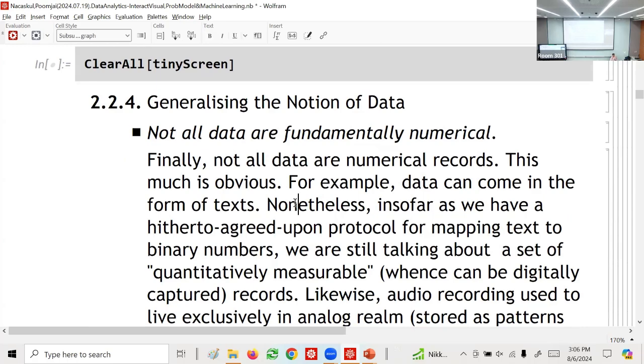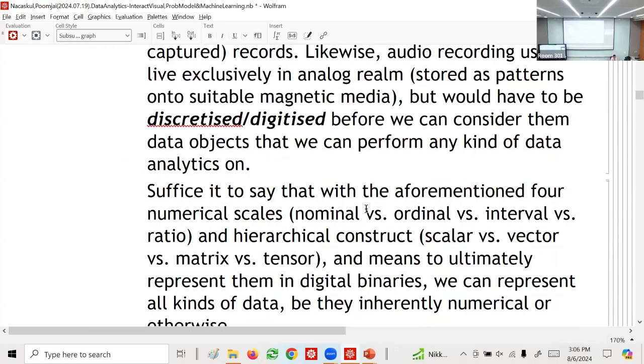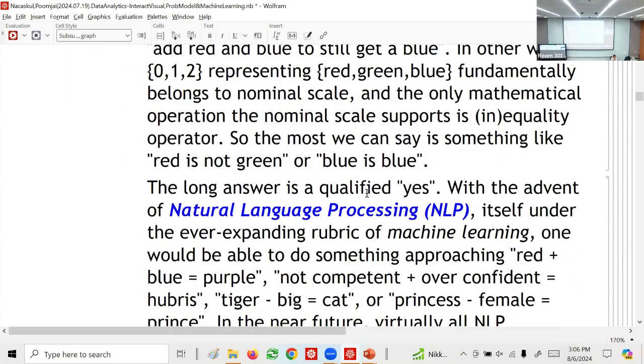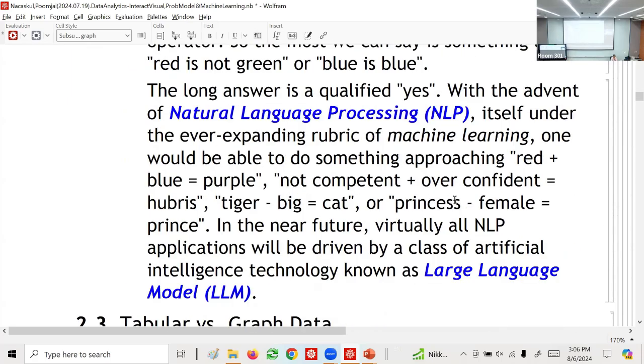So let's generalize the notion of data. Not all data, and this is when we talk about large language models. We need to do this later. But for most of this class, because we're learning about data analytics, how to deal with data, how to build models, how to do unsupervised learning, supervised learning, this basically deals with numerical data. Again, I'll give a heads-up talk on working with text data, but that would be more in the realm of machine learning and AI, large language models.